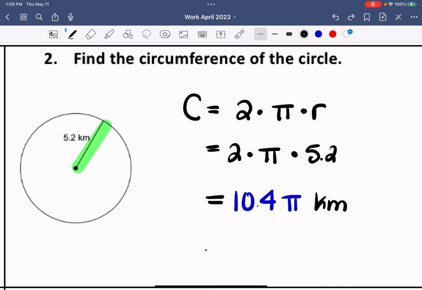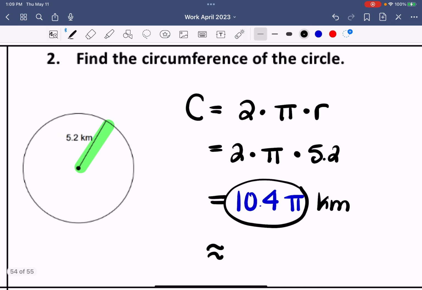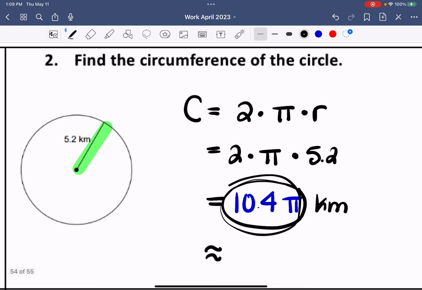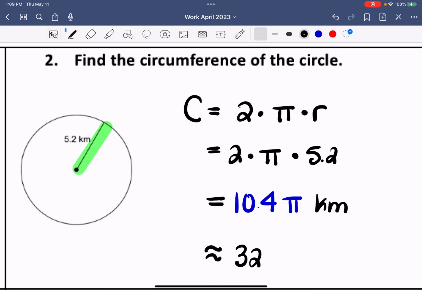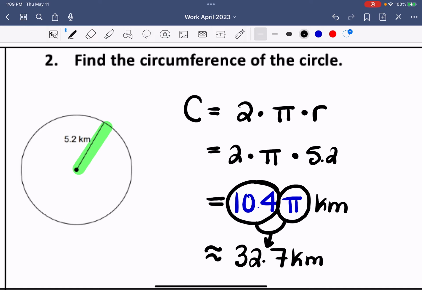Now, if you want a decimal answer, it's already partially decimal, but we multiply with pi. So now you do put pi in the calculator: 10.4 times pi, and it would turn into 32.7 kilometers. And it makes sense, right? Because 10.4 is close to the number 10, and pi is 3.14. So when you multiply 10 times 3, you get close to 30. And that's why the answer is close to 30.